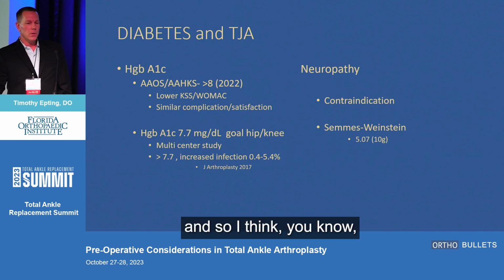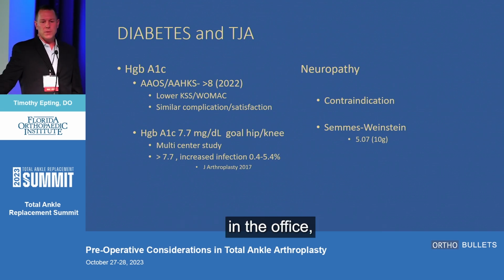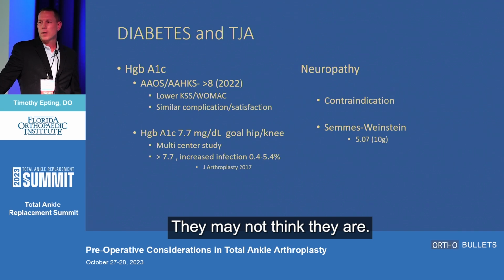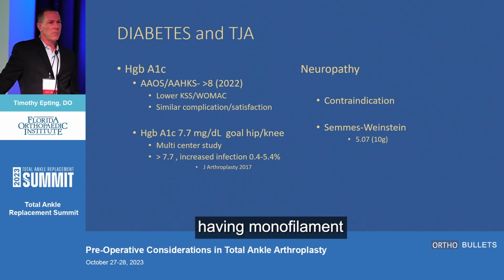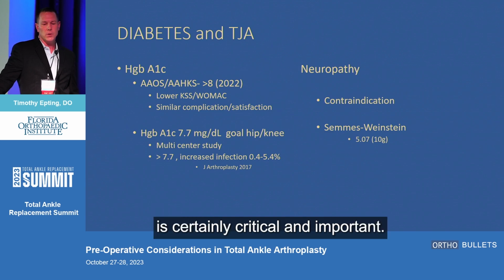And so I think, it's already been a little bit alluded to, is with neuropathy. So when we're seeing them in the office, just checking to make sure they're not neuropathic. They may not think they are, but the Semmes-Weinstein monofilament, before you're thinking about elective surgeries on diabetic patients, is certainly critical and important.